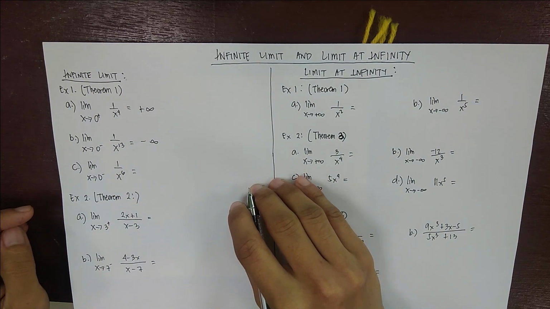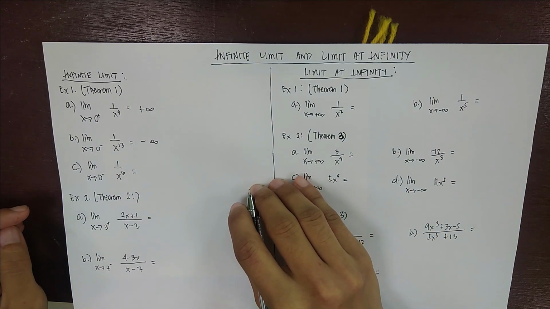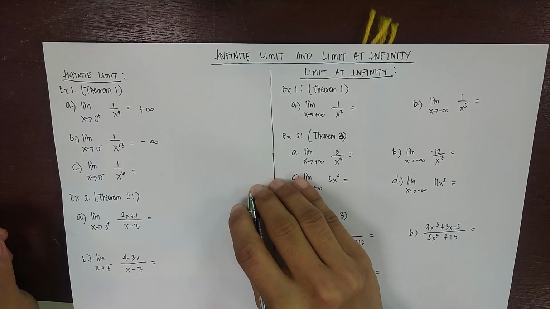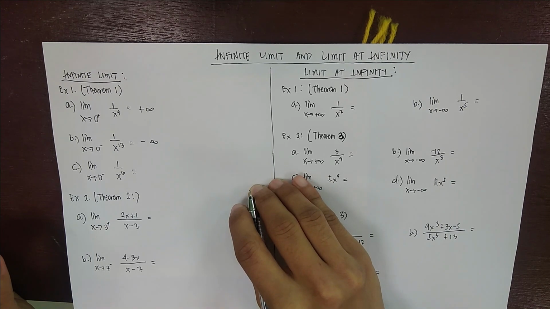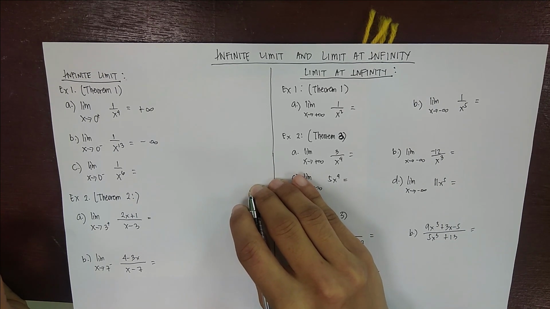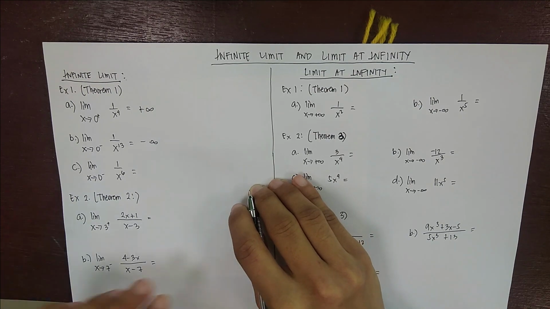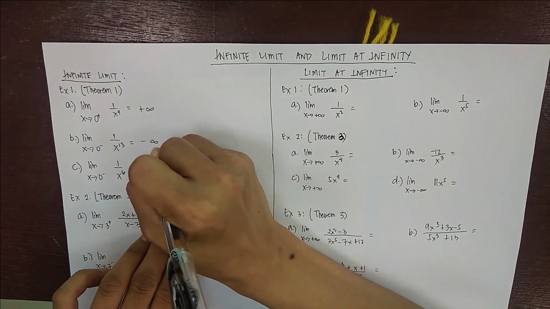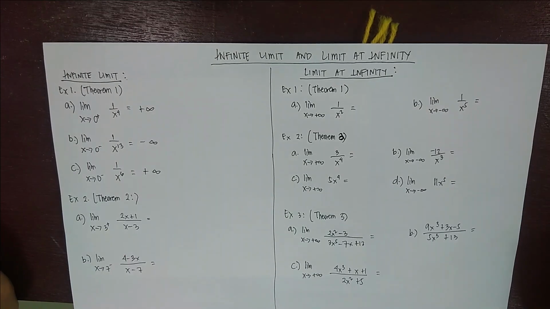So how about this one? The limit of 1 over x to the power of 6 as x approaches 0 from the left, or through negative values. By applying the infinite limit theorem 1b, we have two conditions. Since our value is approaching from the negative side and our n is even, our answer is positive infinity.